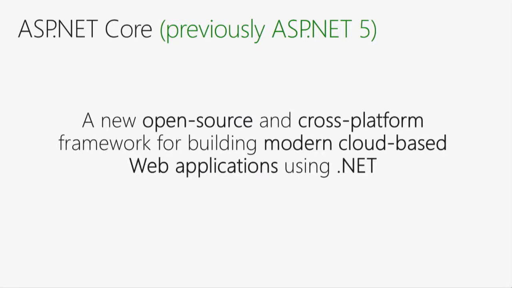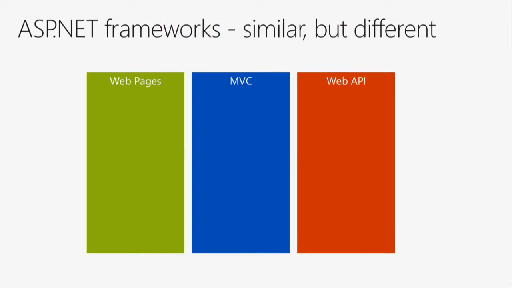So ASP.NET Core is a brand new web framework, open source, cross-platform, cloud optimized, built on top of .NET. And one of the things we wanted to do with ASP.NET Core was give you a consistent and unified experience for building both Web UI and Web APIs. In ASP.NET today, we have a variety of frameworks that you can use to build web applications and web services. There's ASP.NET Web Pages, there's ASP.NET MVC, and Web API.